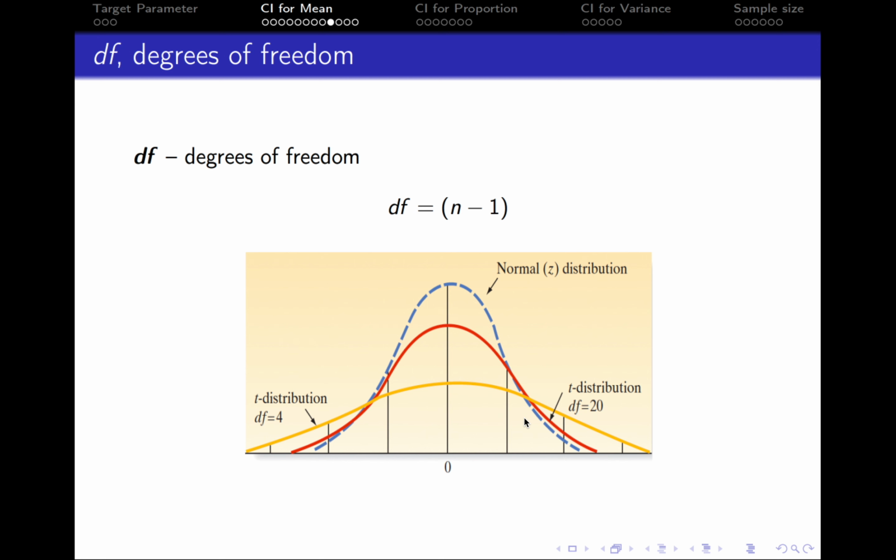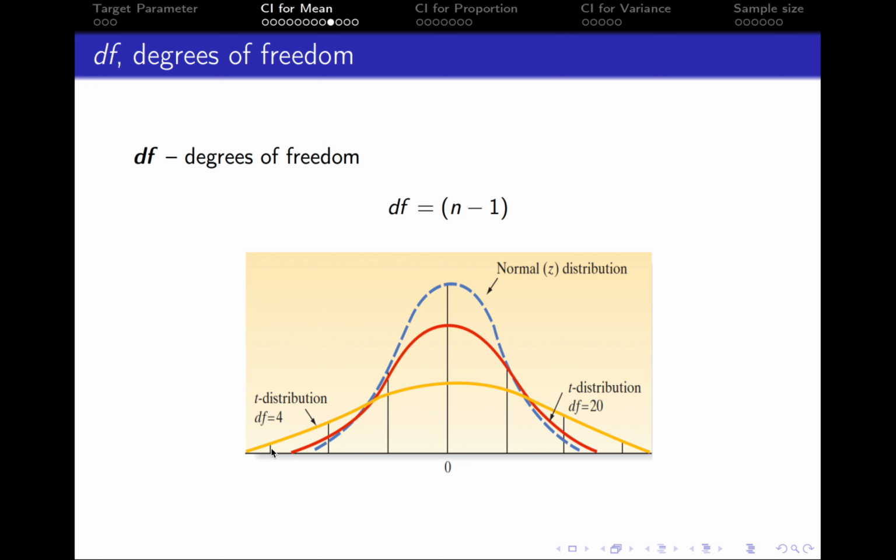So let's see what those degrees of freedom are. To get the degrees of freedom, we need to take the sample size and subtract 1. So degrees of freedom is equal to n, number of observations, minus 1. And if you look at this graph, which compares z distribution, so normal distribution that we have in case of large sample, and t distribution, which we have in case of a small sample, you can see that with the increase in the degrees of freedom, we are getting closer to normal distribution. So the more observations you have, the closer you are to the normal distribution.